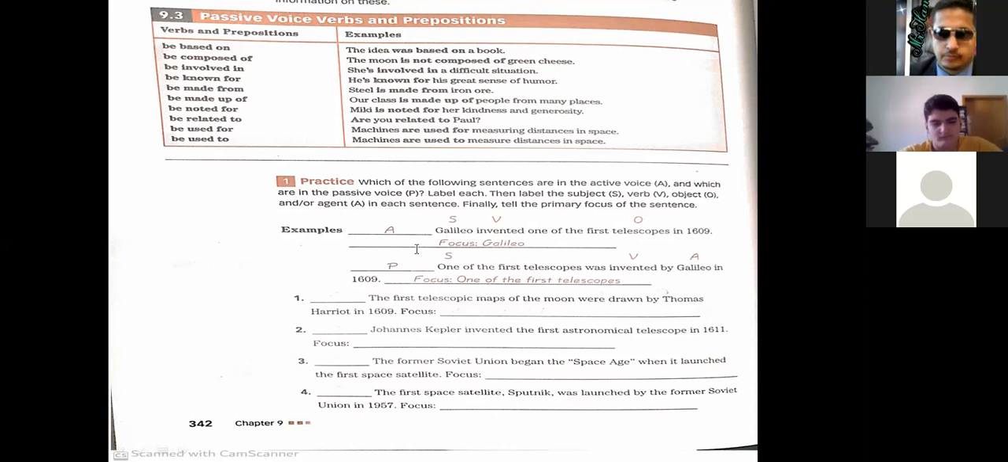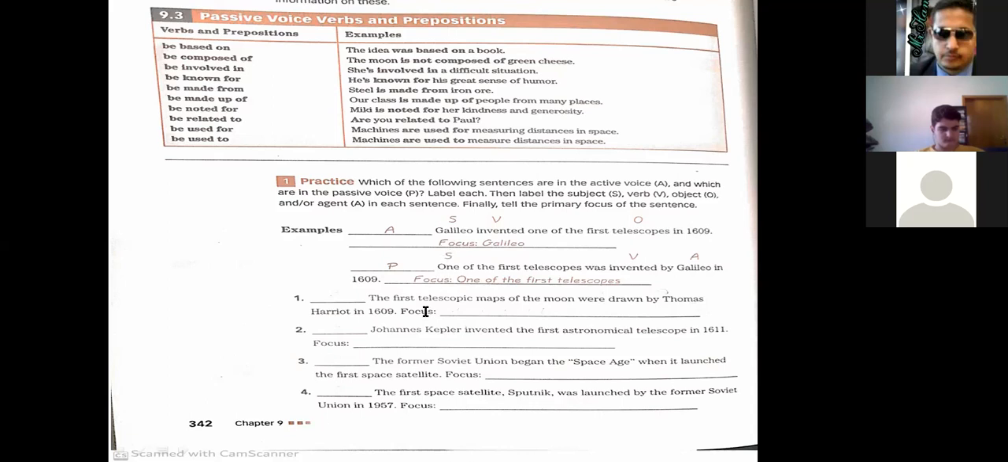Can you read the second one? One of the first telescopes was invented by Galileo in 1609. So we have by here, we have an agent. So the sentence here would be passive. The subject would be one of the first telescopes, and the verb was invented, by Galileo. Galileo here is the agent. The sentence is focused on the subject. What is the subject? It's one of the first telescopes. I think that you understood. How can you answer?